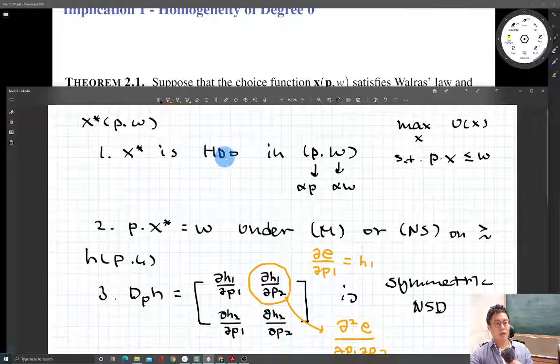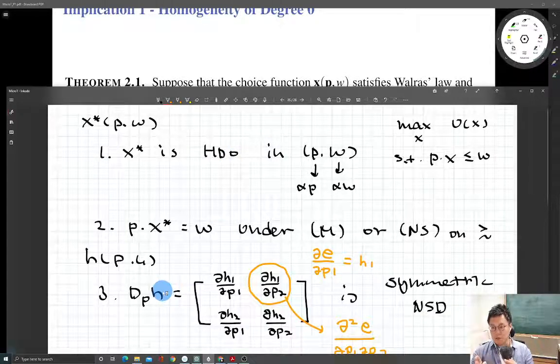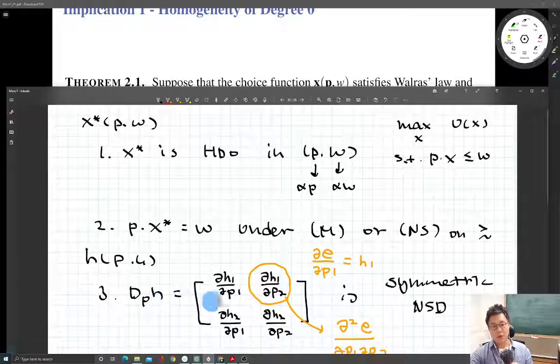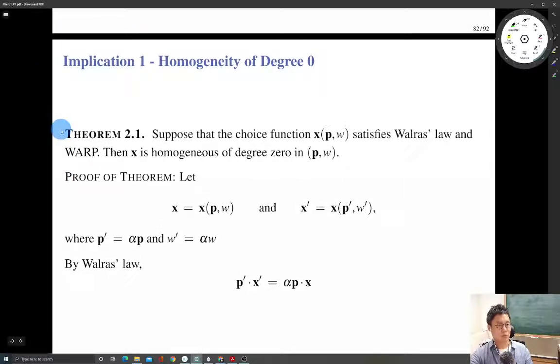We can show that if the choice function satisfies the WARP, it is going to be homogeneous of degree 0, just like the Walrasian demand function. And if the choice function satisfies the WARP and Walras' law, then it can be shown that the Slutsky matrix is going to be negative semi-definite. I'm going to discuss these one by one.